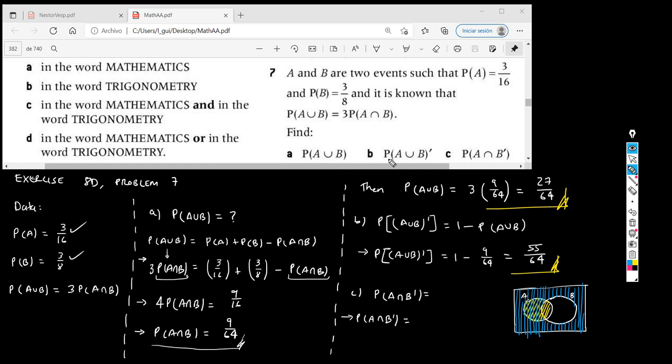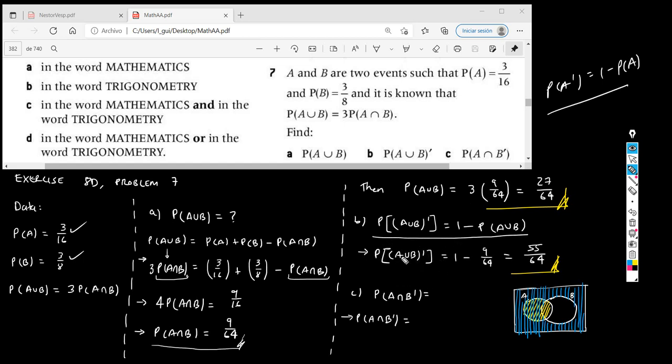Then the question B, find the probability of the complement of A or B, which should be written like this, not like this. This is incorrect notation. So find the probability of the complement of A or B. Now by using our good old formula, the probability of A complement is equal to 1 minus the probability of the normal event. I'm using this in order to write this. Check it out, right?